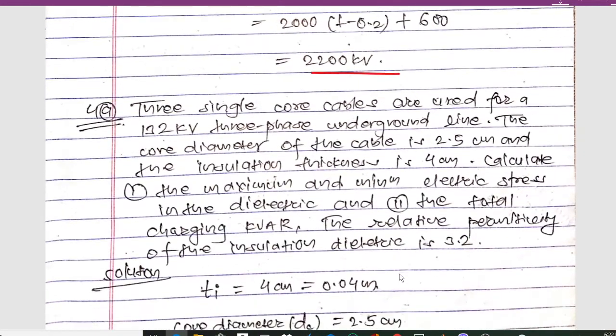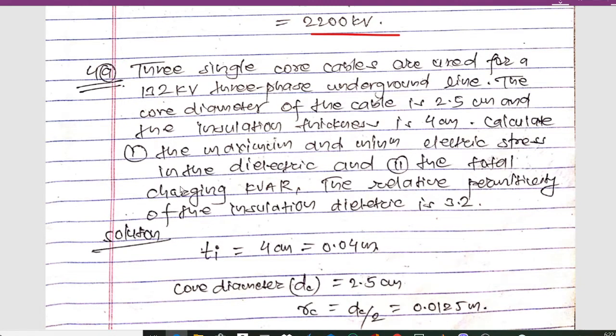And here we have the next numerical. Three single core cables are used for a 132 kilovolt 3-phase line. The core diameter of the cable is 2.5 centimeters and the insulation thickness is 4 centimeters. Calculate the maximum and minimum electric stress in the dielectric and the total charging kVAr, where the relative permittivity of the insulation dielectric is 3.2.